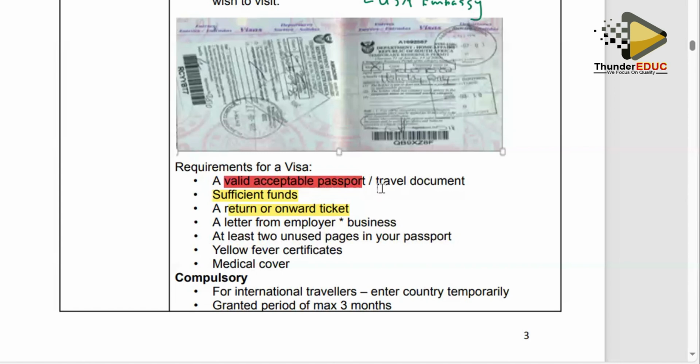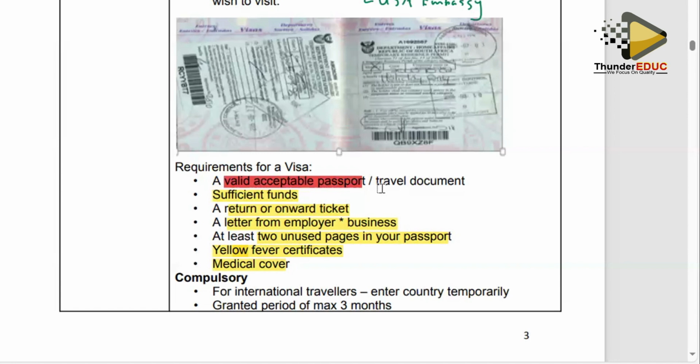In addition to that, it also requires a letter from your employer. That is if you are going for the purpose of what? Of business. Then your passport should also have 2 unused pages. Then in addition to that, you should have a yellow fever certificate, and also you must show proof of medical cover. Also, there should be 2 unused pages in your passport. Then medical cover: in the event that you become ill, you would not become a burden to the country which you are visiting. Instead, you would use your medical cover to get medical attention.